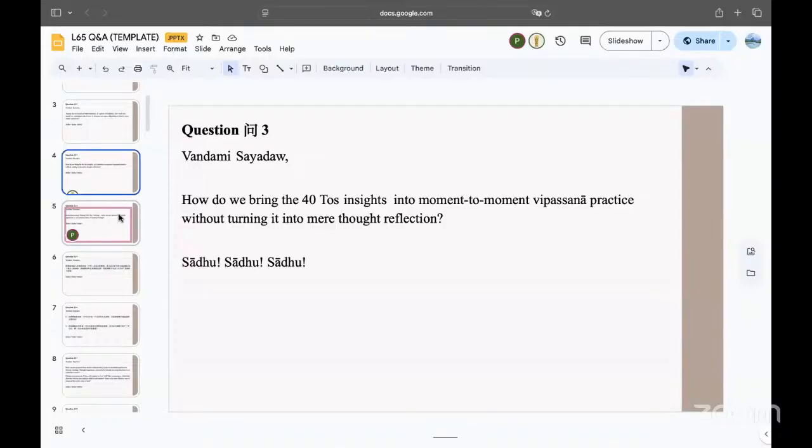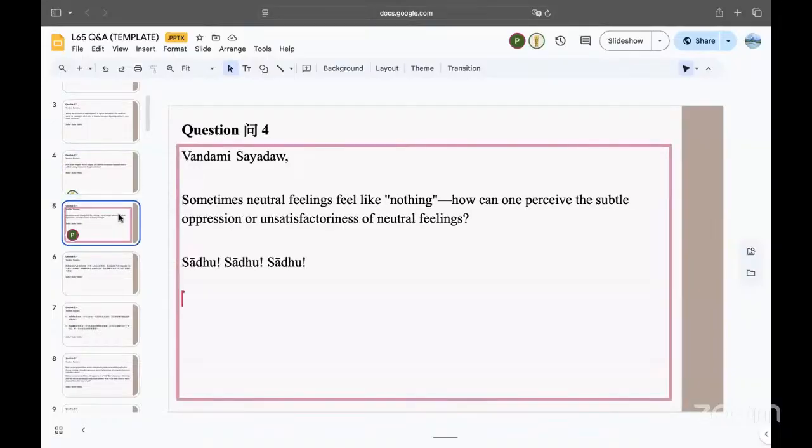Question 4. Venerable Sayadaw, sometimes neutral feelings feel like nothing. How can one perceive the subtle oppression or unsatisfactoriness of neutral feeling?